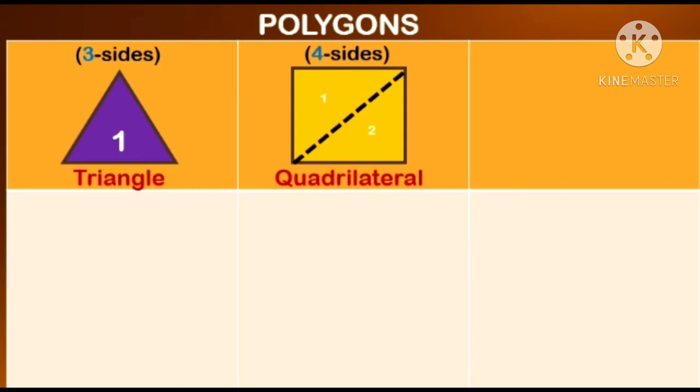So we can say a four-sided closed shape has two triangles. That is number of sides minus 2. Here number of triangles equals 4 minus 2 equals 2 triangles.